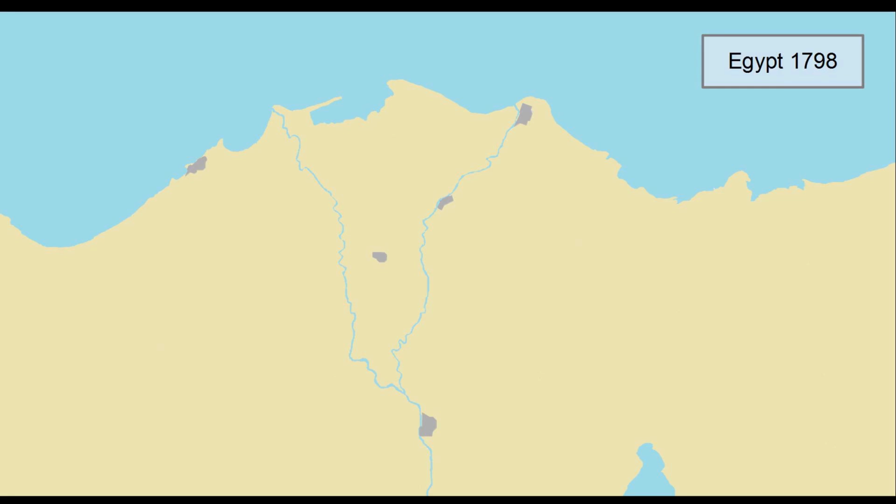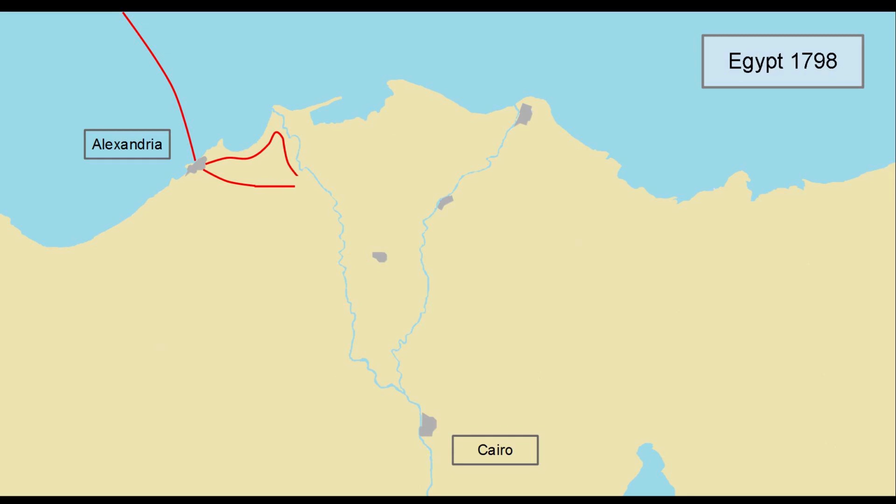In 1698, Napoleon had landed with an invasion force in Egypt. After he had captured Alexandria relatively unhindered, he marched his troops towards Cairo, the capital of Egypt. Egypt was officially part of the Ottoman Empire, but in reality it was ruled by the Mamluks.